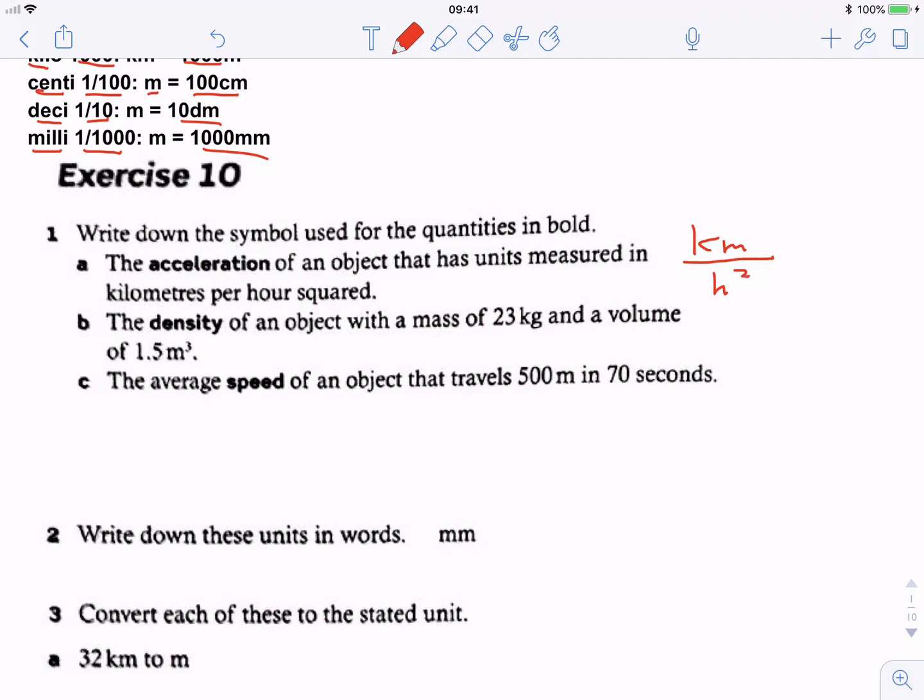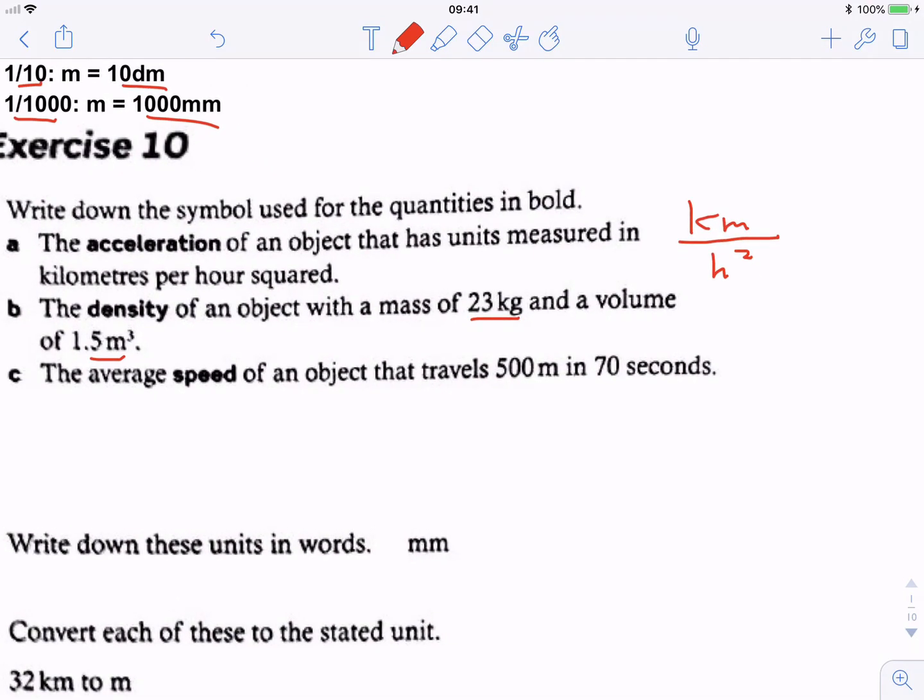Okay, what about the next one? The density of an object with a mass of 23 kilograms and a volume of 1.5 meters cubed. Okay, so for this, now we're just supposed to write down the symbol. So we're going to write kilograms, which is in the numerator because density is mass divided by volume. Kilograms divided by meters cubed.